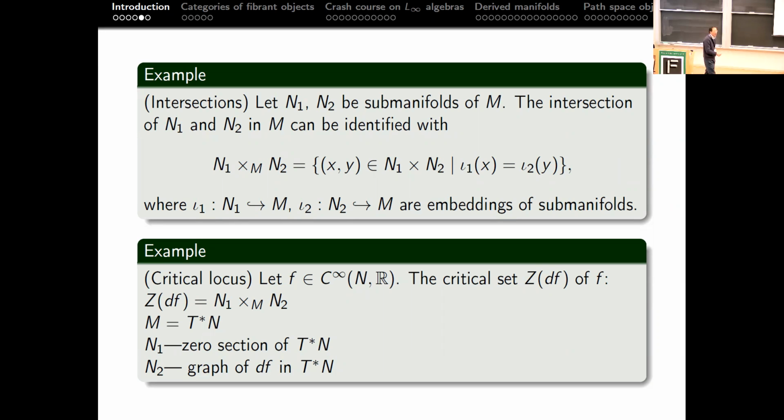And those include all the basic geometric objects we're interested in. Try to make sense of what smooth means. All right.